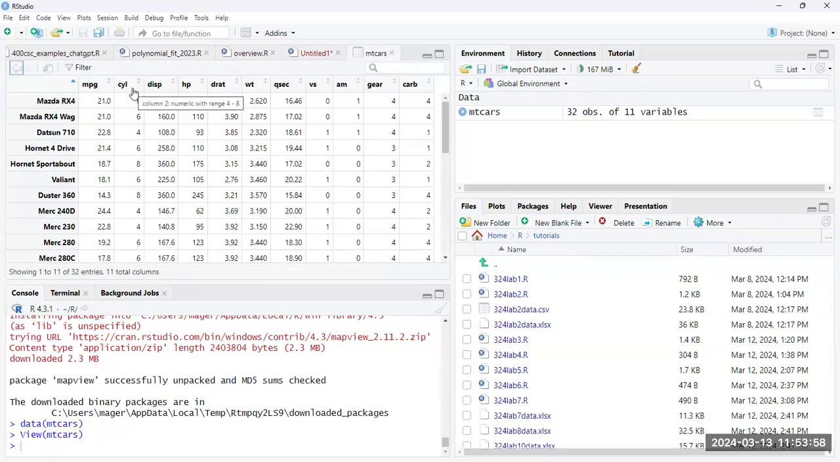So for instance, the cylinders, these are discrete values. They can only be 4, 6, and 8. They can't be 5 or 7, for example. So we should treat this as categories rather than as a continuous numerical variable. This will be a good example for our categories. We could also use these 0, 1 variables, or the number of gears, or the number of carburetors. This carb variable is also, again, numerical, but discrete. And so these will also make good factor variables.